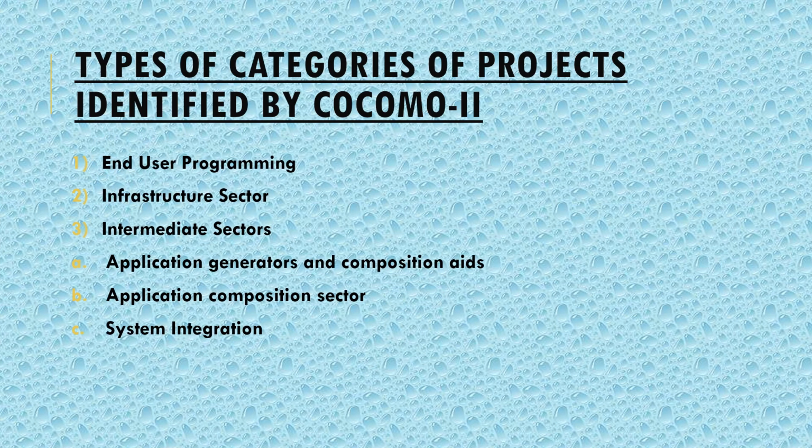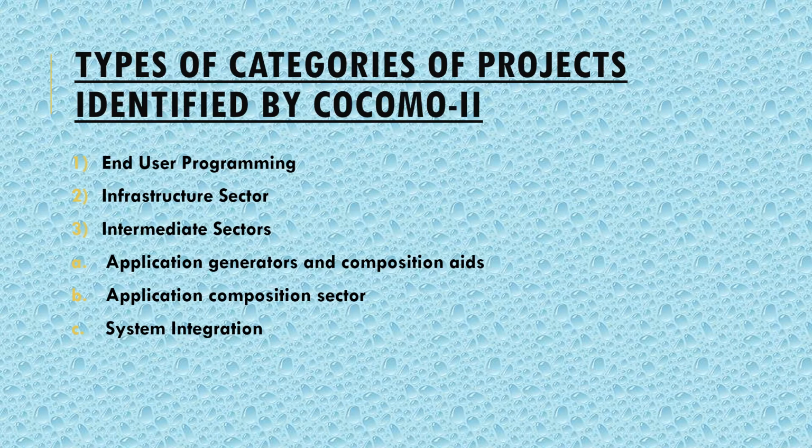Now let us discuss the various categories of projects that were identified by COCOMO 2. The first one is end user programming. It includes all the small programs that are written by the end users using small application generators for these small systems. They use tools like MS Excel or MS Studio for developing applications using these user friendly tools. Then the second is the infrastructure sector.